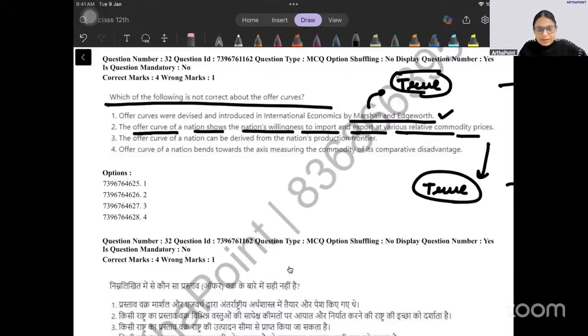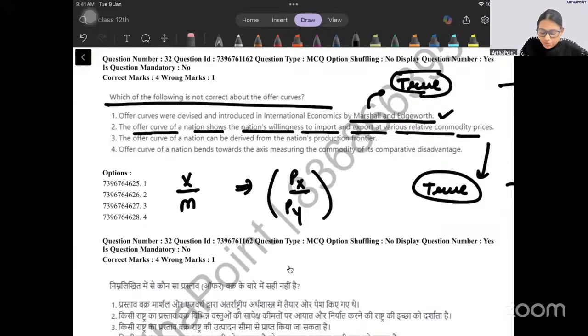ऑफर कर्व ये बताता है कि अगर मैं कमोडिटी के relative prices को ले लूं तो इस पर मेरे कितने export and import होंगे. I may be exporting one commodity and importing the other commodity, right? So it goes ahead and tells me that at different relative ratios, right? Yeah, we can say that at different amount of the prices of export and import.